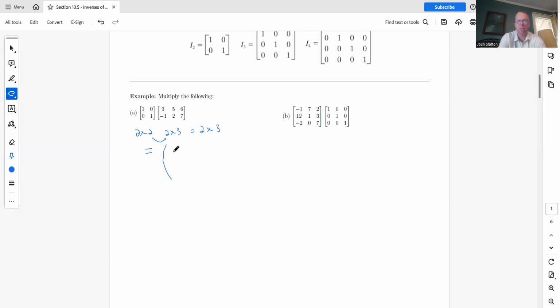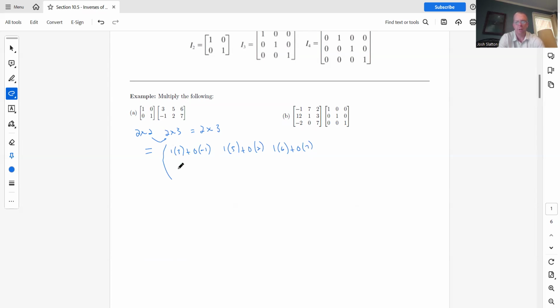To get this first entry, we multiply the first row of this one by the first column of this one. So we have 1 times 3 plus 0 times -1. Then to get the first row, second column, we multiply the first row of the first matrix by the second column of the second matrix. So this would be 1 times 5 plus 0 times 2. Then to get the next one, first row times the third column: 1 times 6 plus 0 times 7.